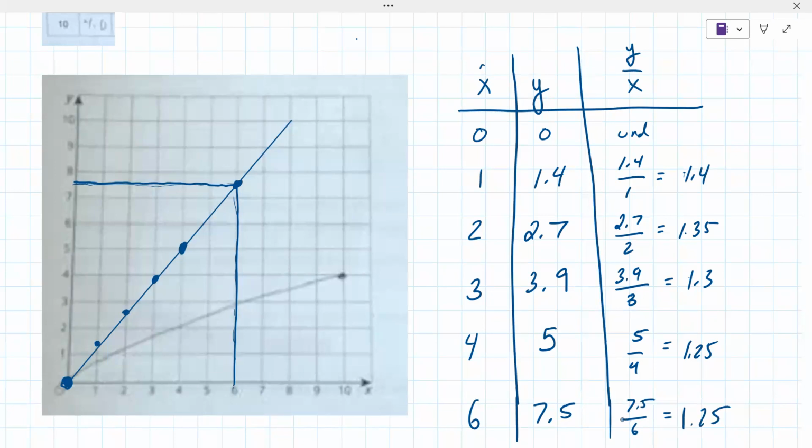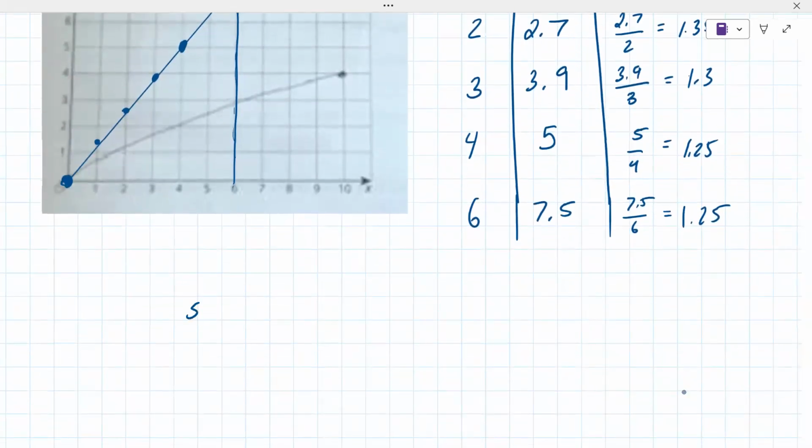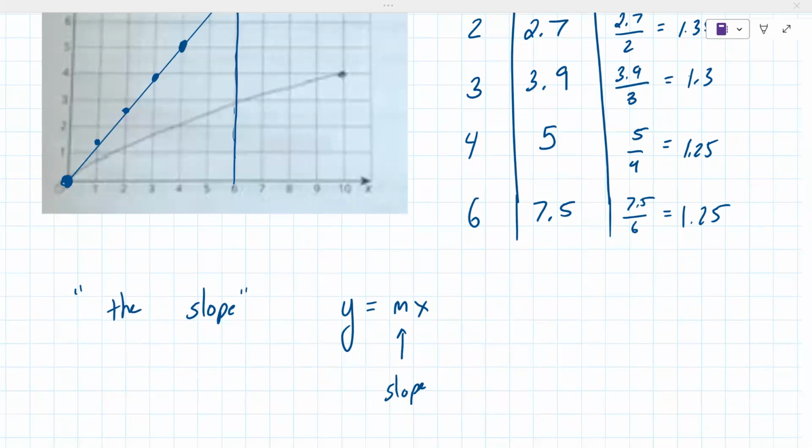1.25. Okay, so the idea here is that the more points that you graph and you estimate this y over x, they should all sort of trend towards the same number. And this number is called the slope. Did you guys talk about that in class? Like a brief explanation. Okay. So the equation of the line is y equals mx, and m is called the slope. All right, why don't we go to the next page and work on some of those.